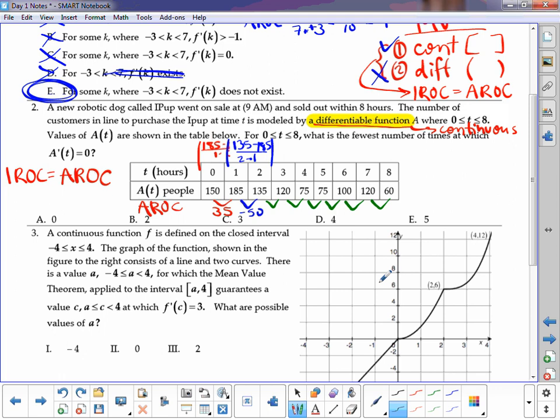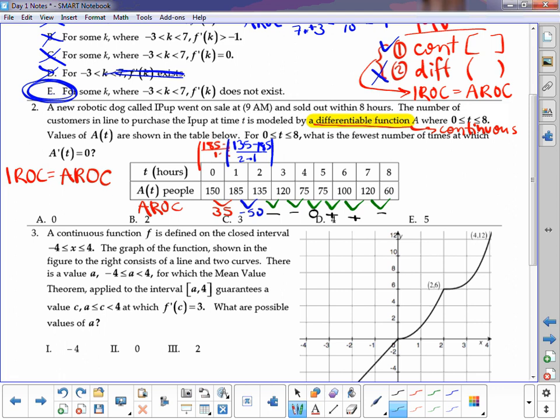121 minus 135, positive or negative? Negative. Good. All right, 75 minus 120 over 1? Negative. 75 minus 75 over 1? Oh, look at that, they gave us one. How nice. All right, 100 minus 75? 120 minus 100? Positive. 60 minus 120? Negative. And again, we were checking the slopes for each of those, but I knew that each of them was going to be divided by 1.